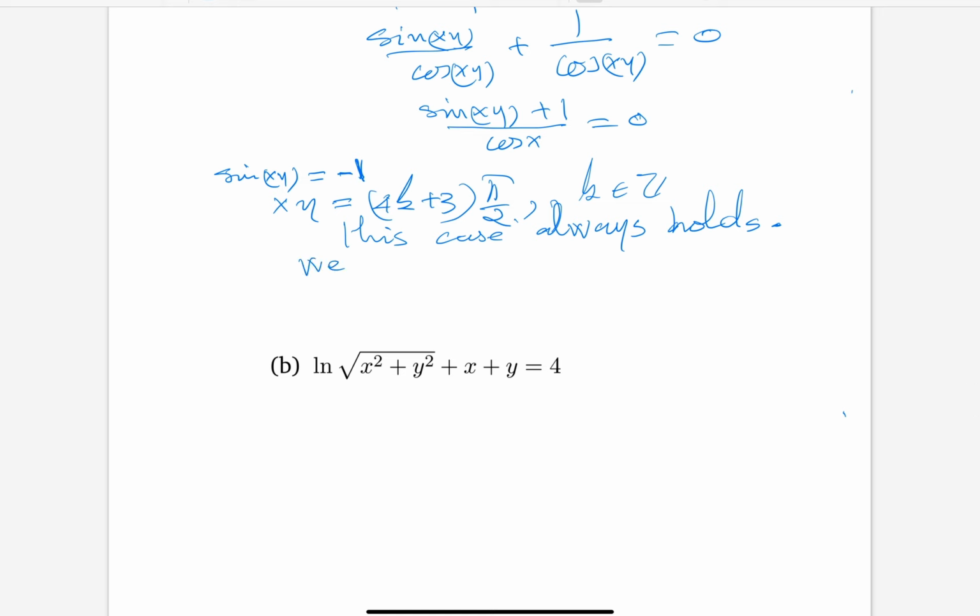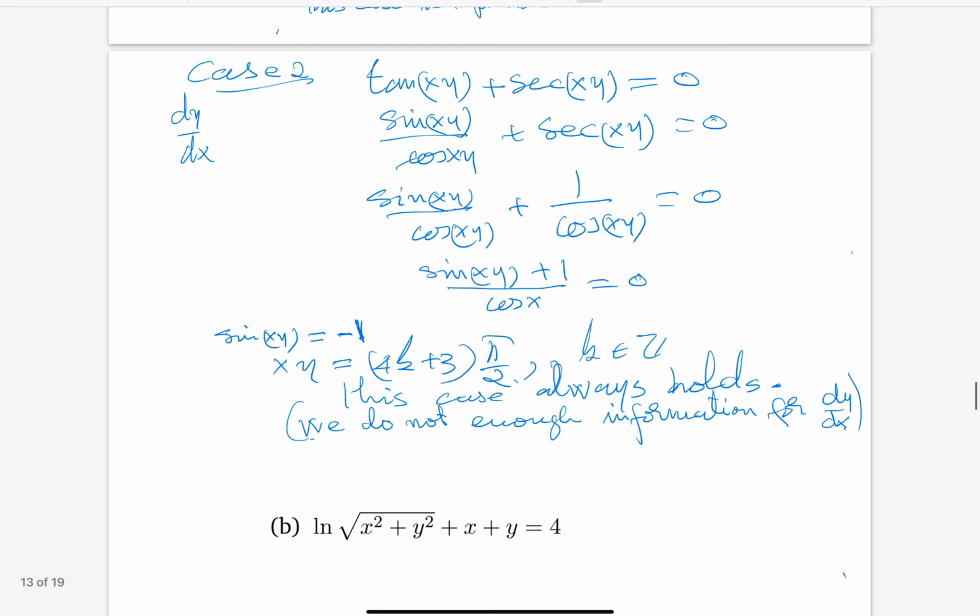We do not have enough information for dy over dx. That's all you have to say. We do not have enough information, that's why we can't decide. We do not have enough information, and that's why we cannot decide dy over dx.